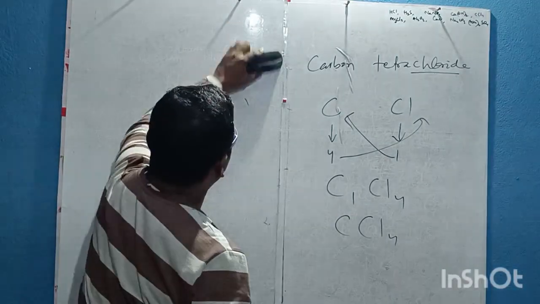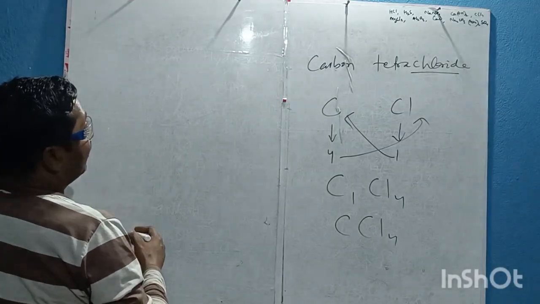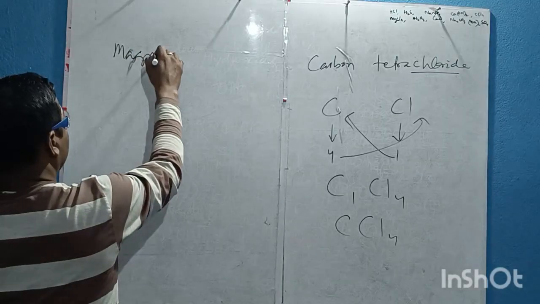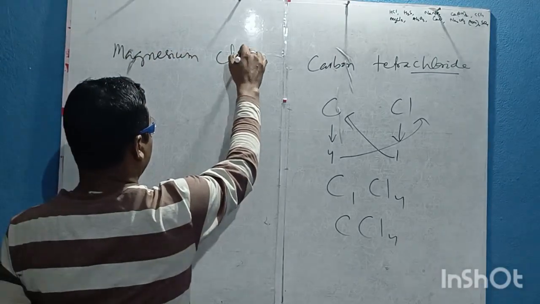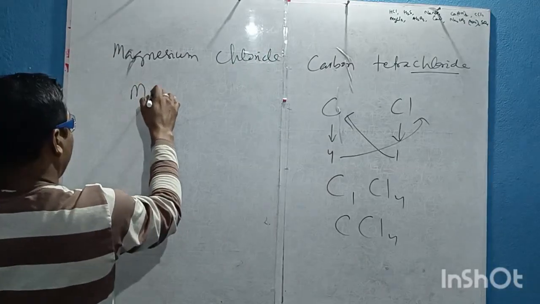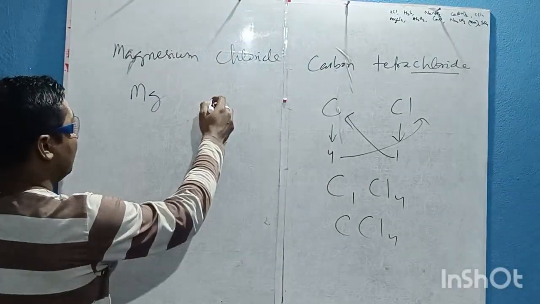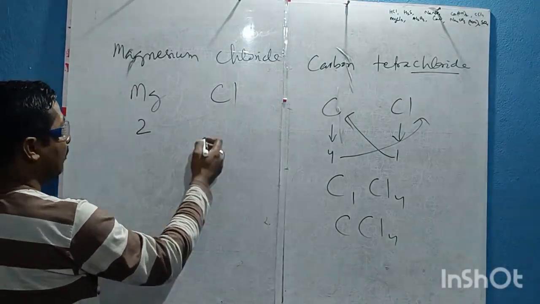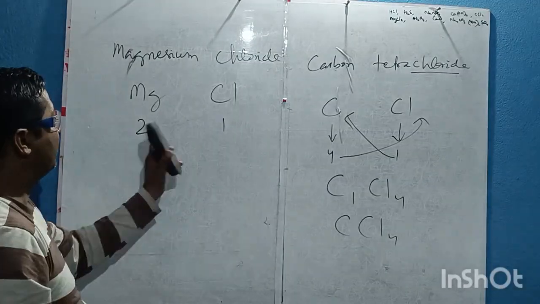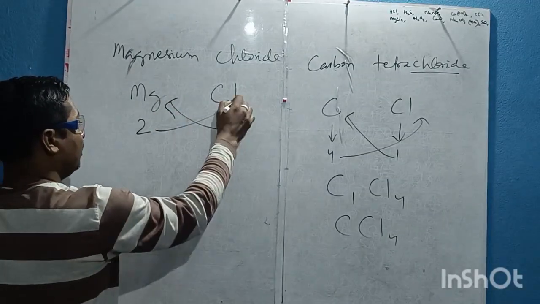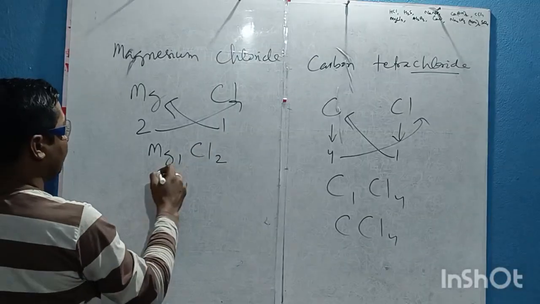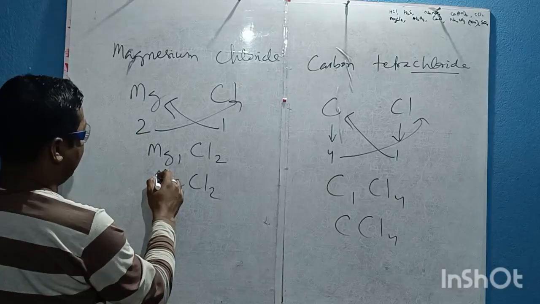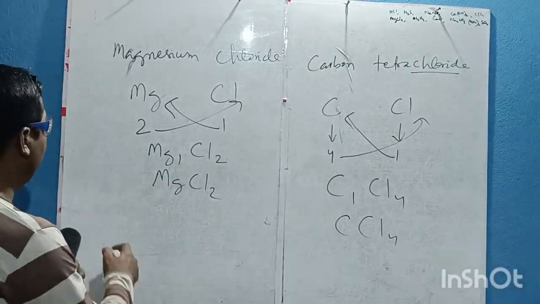Now come to the next example. Magnesium chloride. For magnesium, I am writing the symbol Mg, and for chloride, I am writing chlorine Cl. The valency of magnesium is 2, chlorine 1. Just write down Mg1 Cl2. This will go here, this will go here. One can be omitted, MgCl2.